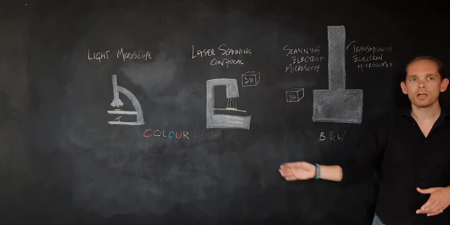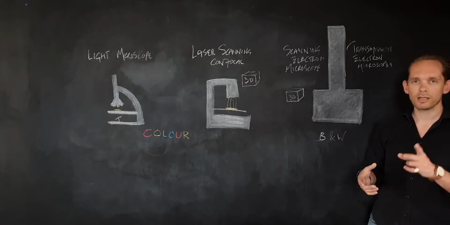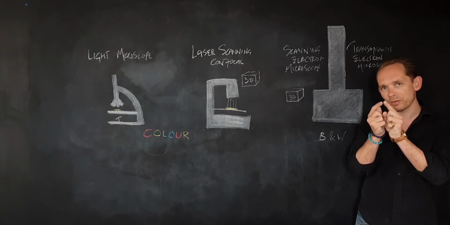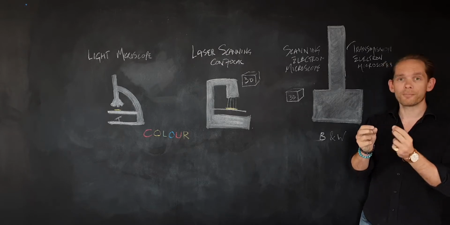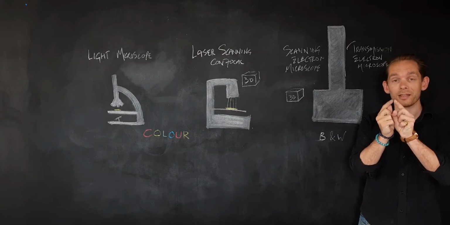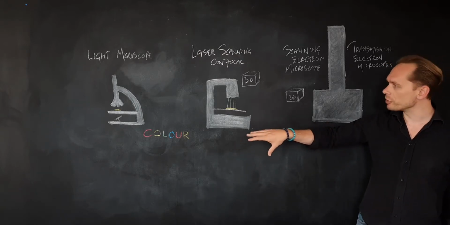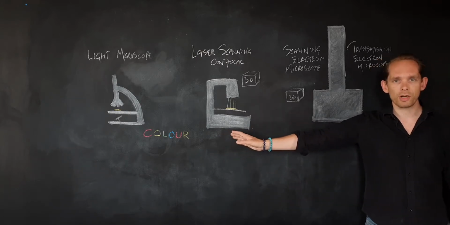One step up is a laser scanning confocal microscope, quite similar really in its approach to a light microscope, but it's capable of producing higher resolution images. Quickly on resolution, that is the minimum distance between 2 points that can be seen as separate, as distinguishable. So if something is of high resolution, then you can see things that are very close together and see that they're different. So the laser scanning one will produce an image on a computer that you can view. These are both quite easy to use and require not much setup.